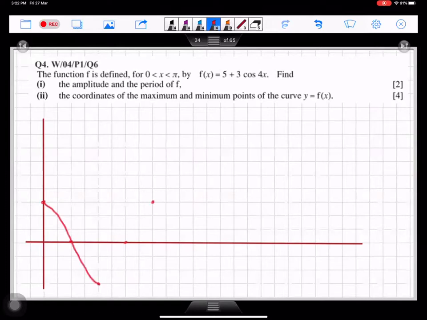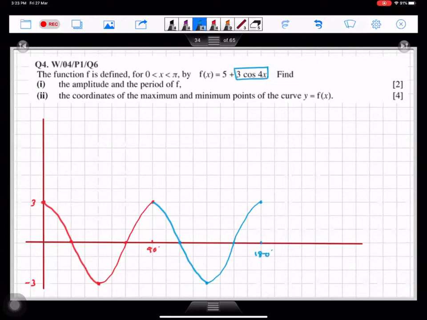This is the graph of y equals cos 4x, 1 cycle in 90 degrees. Maximum is 3, minimum is minus 3. I have not yet taken care of 5. Let me add one more cycle. So you don't need to worry so much about the shape of the graph. Yes, it should look like a curve, but a little bit here and there, that's not an issue. So that's the graph of 3 cos 4x, two cycles in 180. That's perfect.